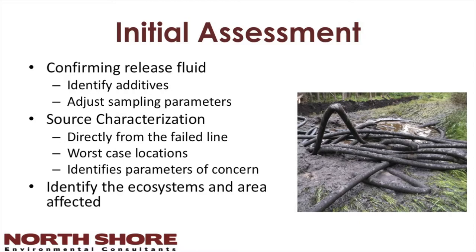You arrive on site and you start a conversation with operations. You find out then that they've been adding methanol to the line or a nickel-based corrosion inhibitor. All of this information has to be used so that you can adjust it and basically change your sampling parameters accordingly. Source characterization. Best case scenario, you can grab a sample directly from the pipeline. That sample is going to tell you what parameters it's failing for so that you can apply that to the site. If you can't do that, find out where the source for the pipeline is.